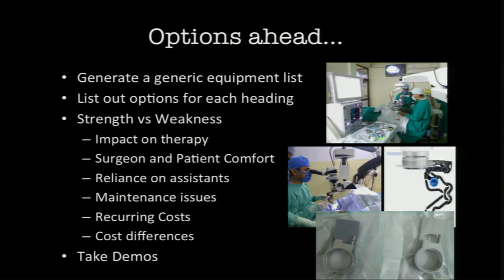The first and foremost thing is, is it going to have an impact on therapy? If it improves your quality, that particular option gets a higher rank. Does it improve your comfort and the patient's comfort? Another important factor in our times is, does that particular equipment reduce your reliance on assistants? So if you have a non-contact system, you probably don't need a very reliable assistant to hold on to the contact lens on the cornea. So choose wisely. The maintenance issues and recurring costs come next because they are also important considerations.